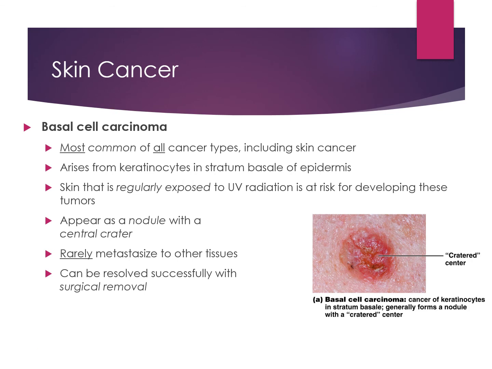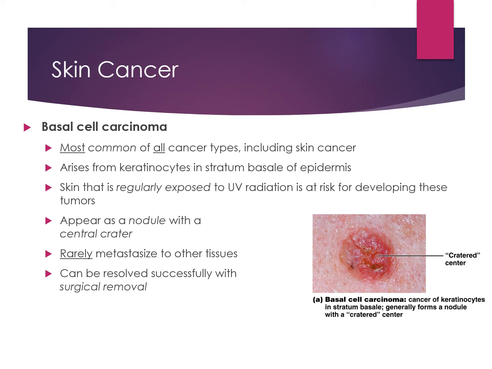There are three types of skin cancers that you need to know for this class. The first skin cancer type is called basal cell carcinoma. This is the most common of all cancer types, including skin cancer. It arises from keratinocytes in the stratum basale of the epidermis. Skin that is regularly exposed to UV radiation is at risk for developing these tumors. In this case, the melanin does not prevent damage to the DNA inside the nuclei of those stratum basale cells.